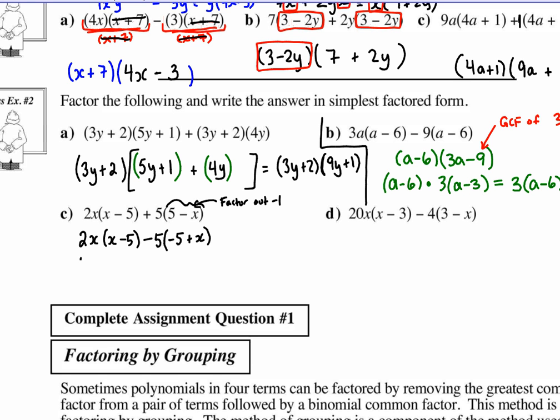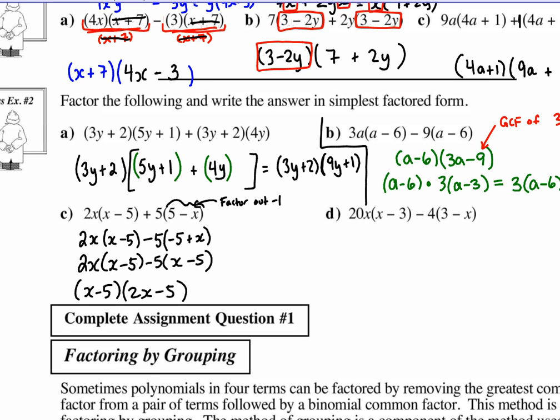Would you agree that this is the same thing as 2x times x minus 5 times x minus 5? Okay? Yeah, you can switch the order, absolutely. Now what do I do? x minus 5 is factored out, and we're left with 2x minus 5. Okay, let's try another one.